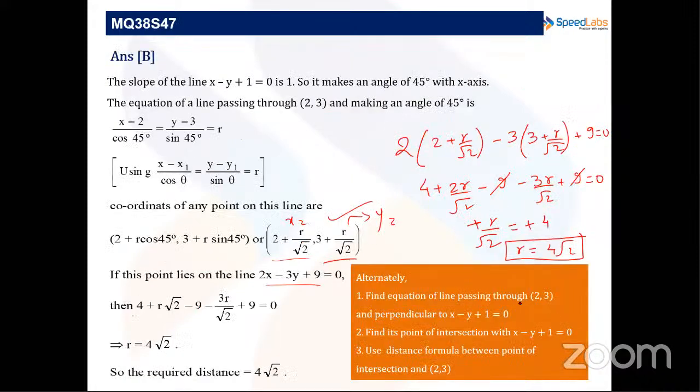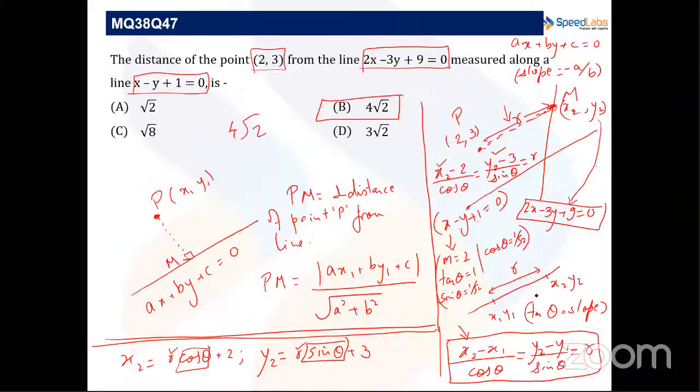You can find the equation of a line passing through (2, 3) and parallel to this line, because we can easily find the equation of line PM. We have 1 point and the slope is 1, and we can also find this point of intersection, and then we can apply the distance formula.